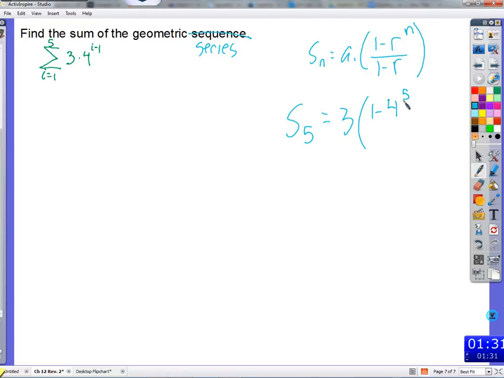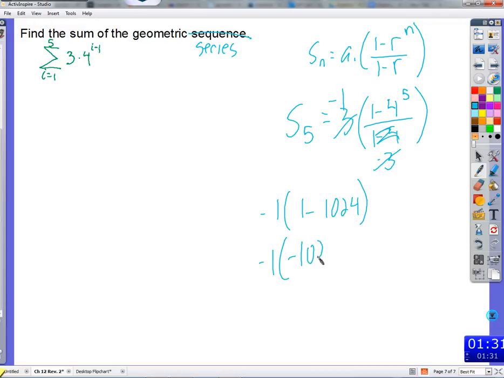It's to the n power. Okay. It's the number of terms that you're adding together. 1 minus r, which is 4. This is negative 3. Negative 3 cancels with 3. 3 divided by negative 3 is negative 1. Negative 1 times 1 minus 4 to the 5th. That's 4 to the 5th, 1024. Negative 1 times 1 minus 1024 is negative 1023. Any questions?